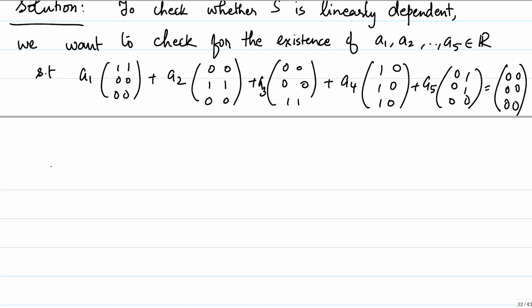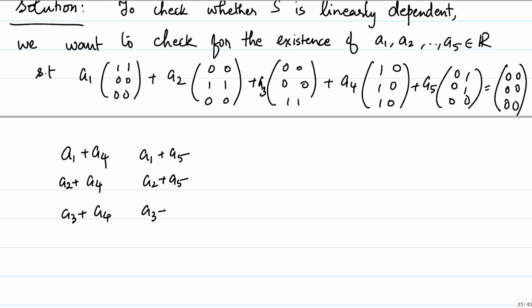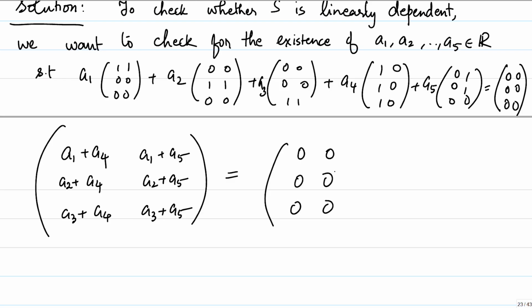So this is just going to be, let me write down the answer directly. This is going to be A1 plus A4, A1 plus A5, this is A2 plus A4, A2 plus A5, A3 plus A4, A3 plus A5. This is the matrix to the left after doing the calculations, and this we are demanding to be equal to the 0 vector in the vector space of 3 cross 2 matrices over R. So, this is what the demand is.